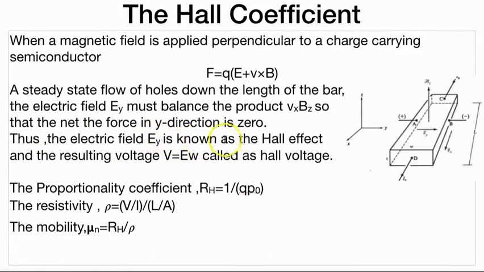Thus the electric field Ey is known as the Hall field and the resulting voltage V equals E into W, called the Hall voltage. The proportionality constant RH equals 1 over q into P0, where q is the charge value and P0 is the concentration of charge carriers, where rho equals V w over I L, which is the direct formula. But if you see, we are actually calculating the charge carriers over here by this proportionality constant, and thus the mobility equals the Hall coefficient divided by the resistivity.